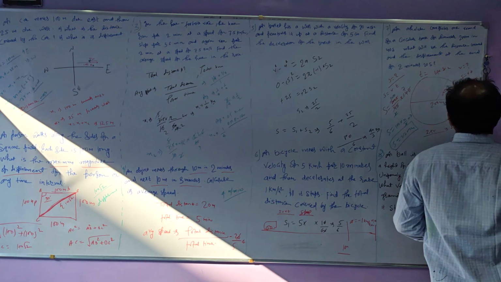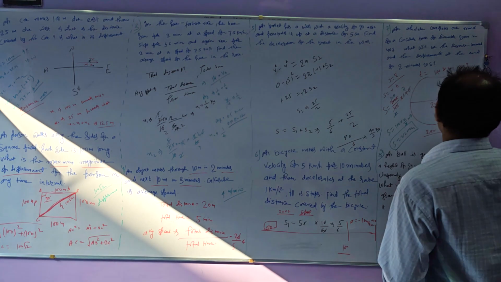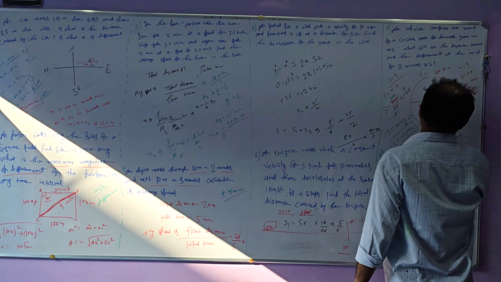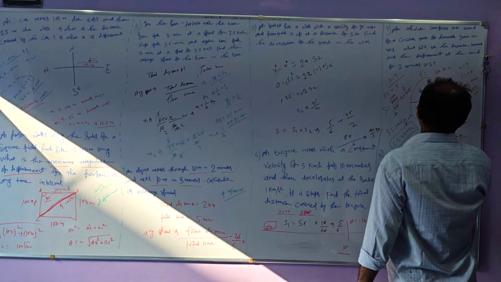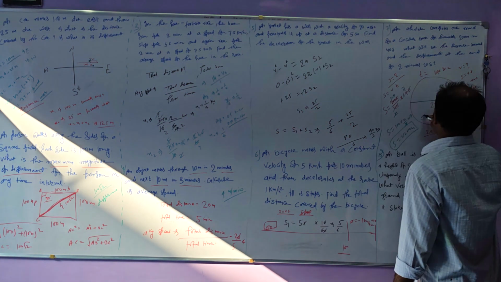Now we need to find out displacement. We know displacement is the shortest distance, and we have a shortest distance of 200 meter. So displacement is 200 meter.